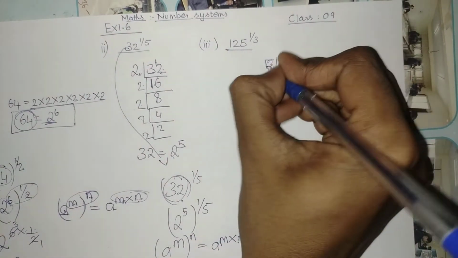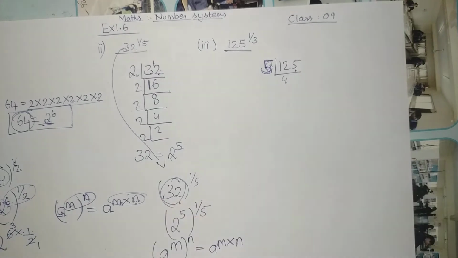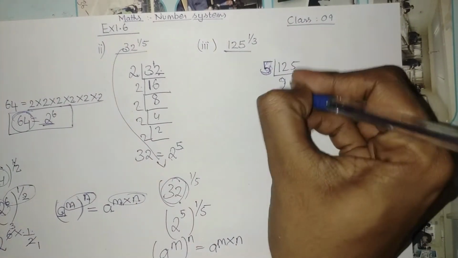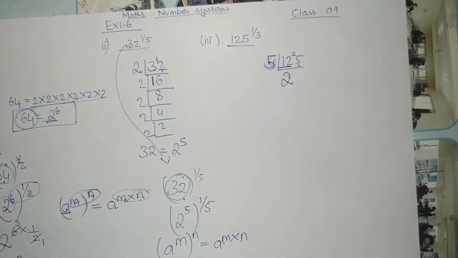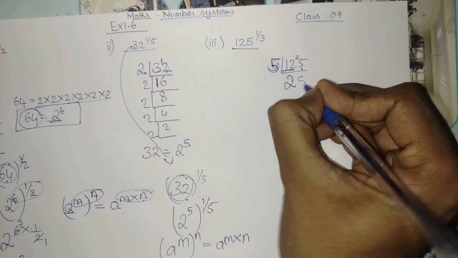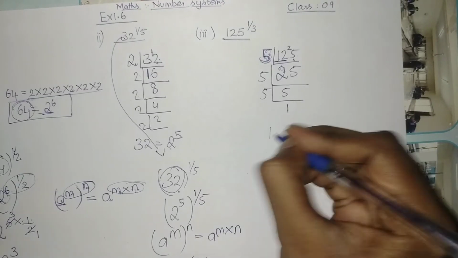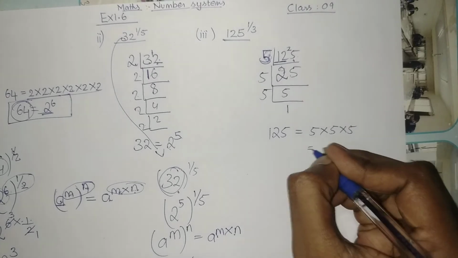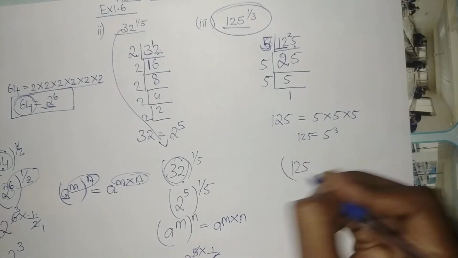So take the next number 5. If the units place is 5 or 0, then that number is obviously divisible by 5. So 5 2s are 10, but I have 12 here, so 2 is the difference. So take 25. 5 5s are 25. Again 5 5s are 25. 5 1s are 5. So 125 I can write as 5 into 5 into 5, which is nothing but 5 cube.